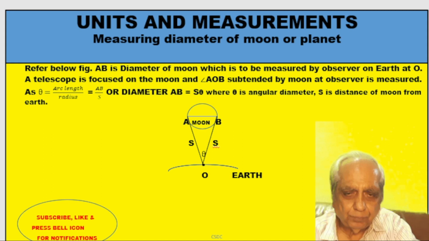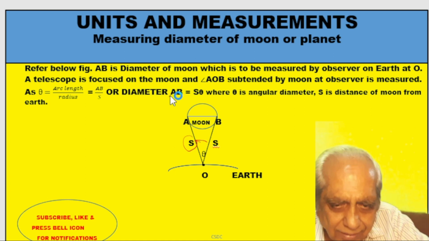So AB becomes the basis. For the same formula I get the diameter AB, or basis, equal to S theta, because theta is arc length upon radius. Here this is the center and this is my arc. The arc length is my diameter AB and S is the distance, the radius. So if you transpose, you get AB equal to S into theta. Knowing this formula, you can calculate the diameter of the moon. Is it all right?